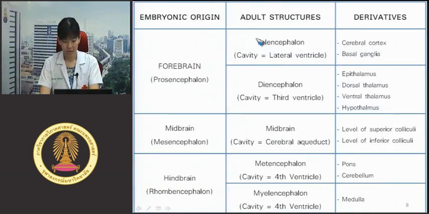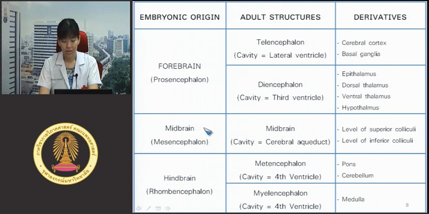This tabulation shows adult structures and derivatives of the brain corresponding to their embryonic origins. The forebrain or prosencephalon develops into telencephalon and diencephalon. The cerebral cortex and basal ganglia are derived from the telencephalon. The cavity in the telencephalon is the lateral ventricle. The epithalamus, dorsal thalamus, ventral thalamus, and hypothalamus are derived from the diencephalon. The third ventricle is the cavity in the diencephalon.